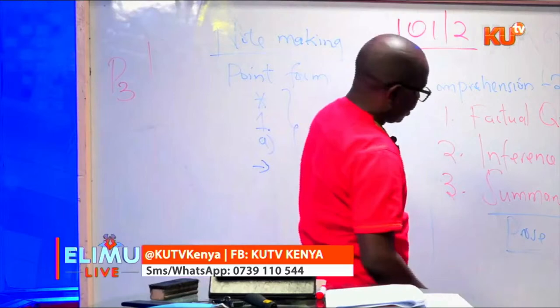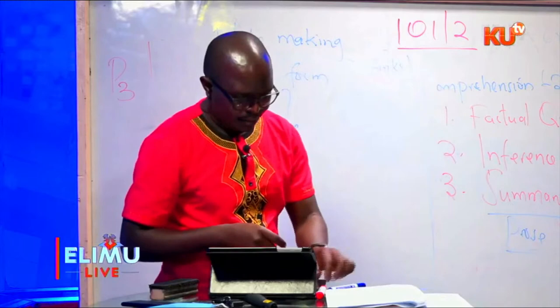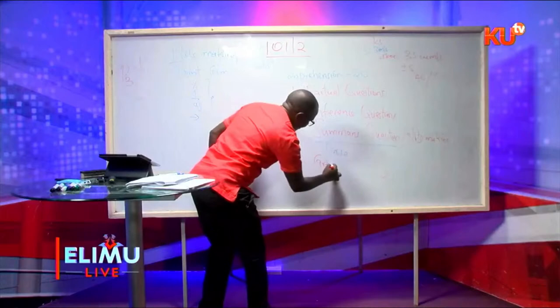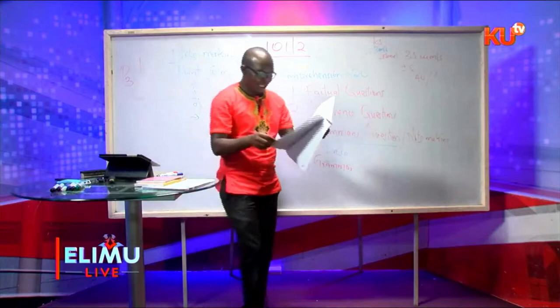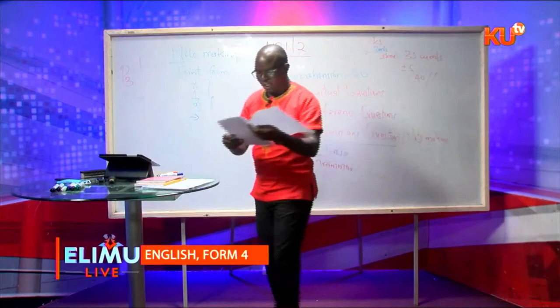Then comprehension will also test you on grammar. Now, when you talk about grammar, these are the various aspects of grammar that you learn in class. Again, KCSE 2020 tested on that. You're told from Ethiopia it was taken across the Red Sea, so you write beginning with it. KCSE 2019, let's just look at it.